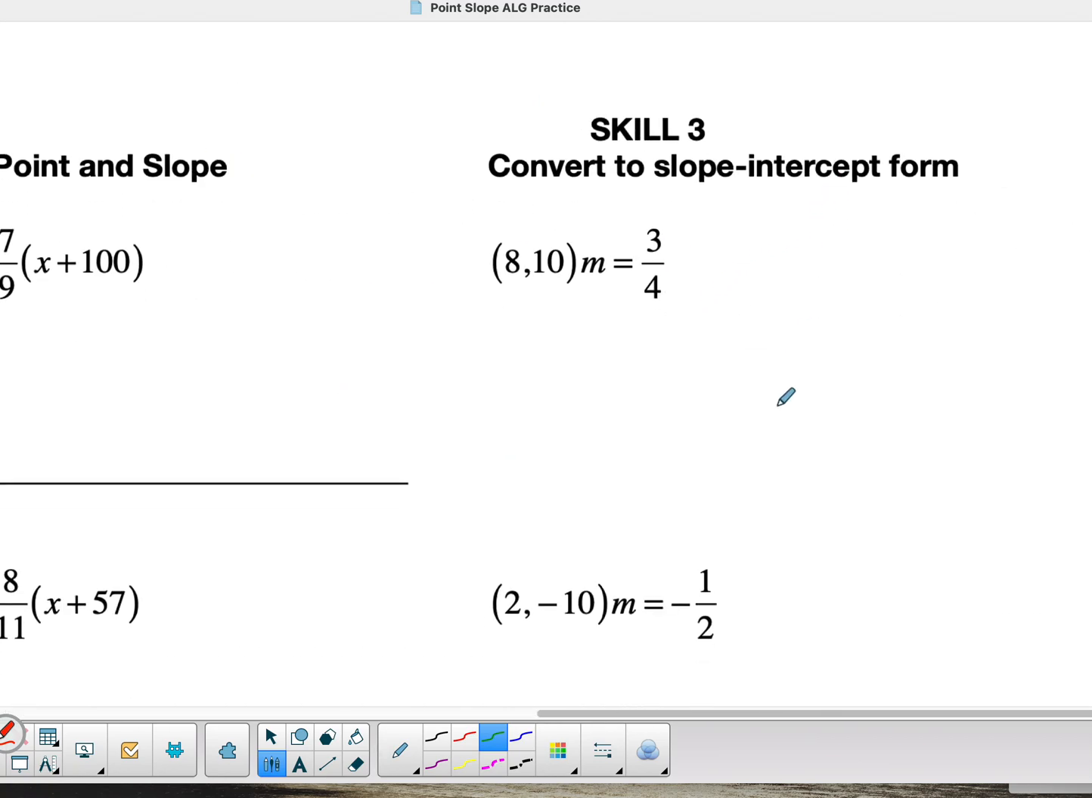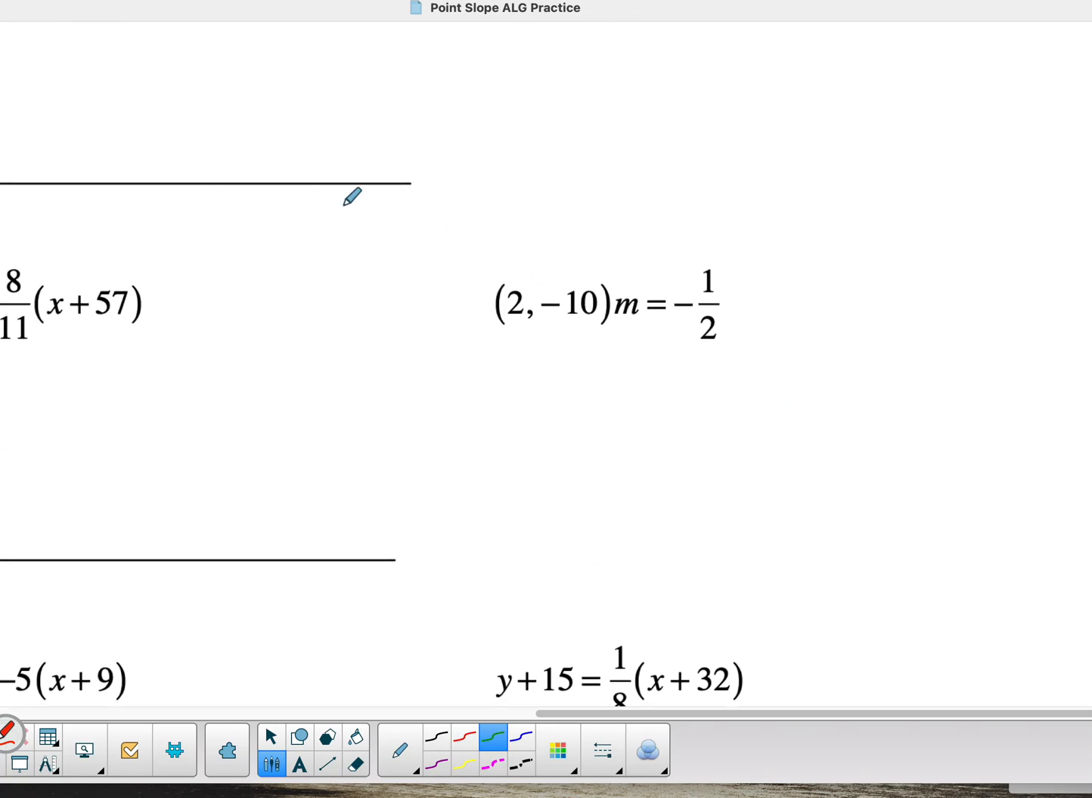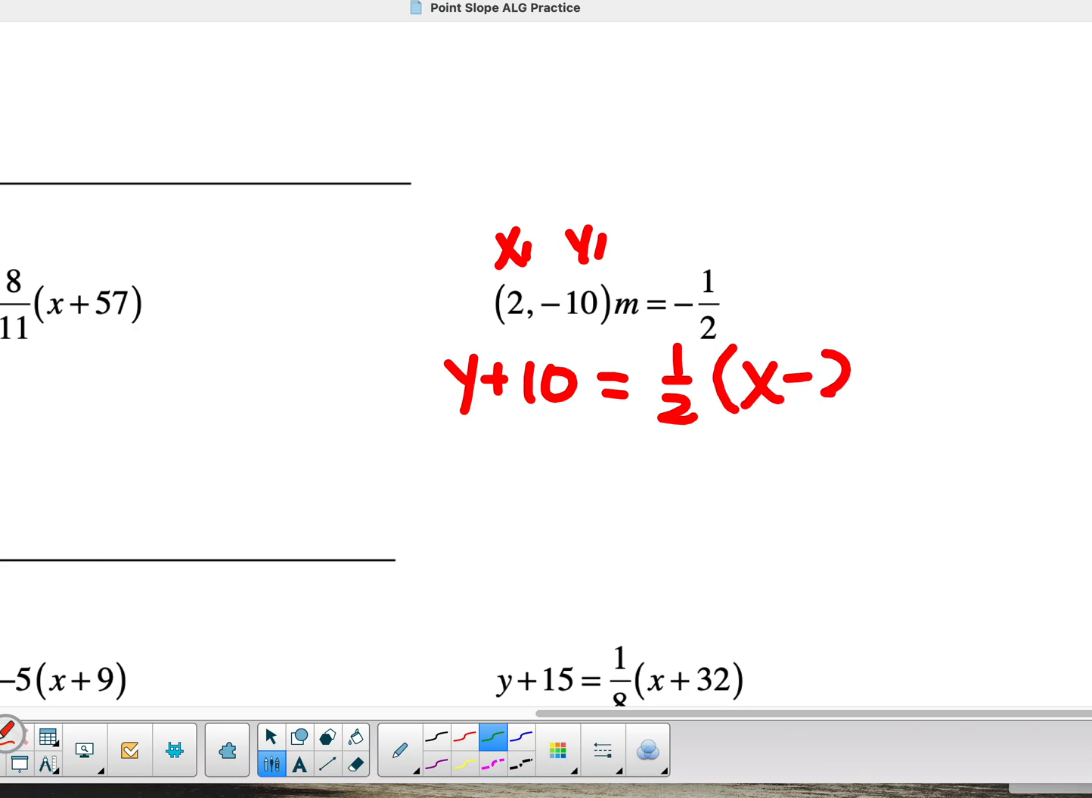We'll do one more on the video. I'll do one with a negative input right here. I'll do the second one. So here, this is my x sub 1, y sub 1. So to set my formula up originally, I'm going to have y plus 10 because of that double negative. And that's going to be 1/2 times x minus 2.